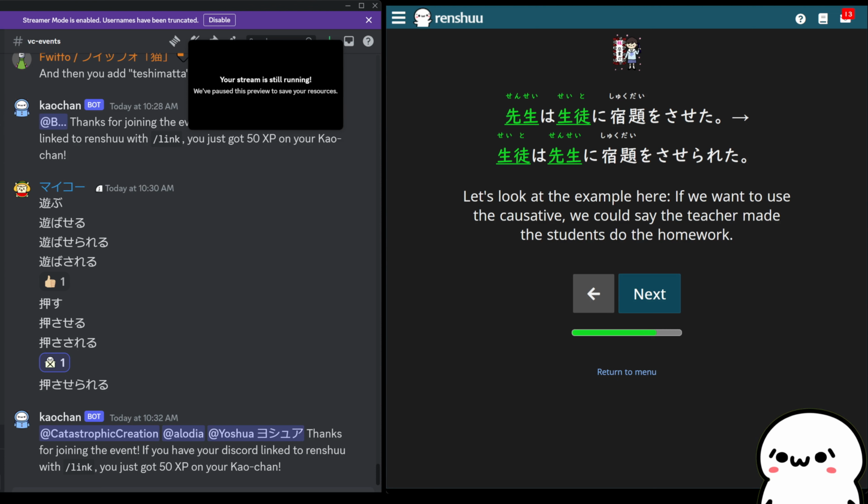So the first one is what we learned last week. Straight up causative. The teacher is making the students do homework. Boo! Bad teacher. Sensei wa seito ni shukudai o saseta. The teacher made the students do the homework.